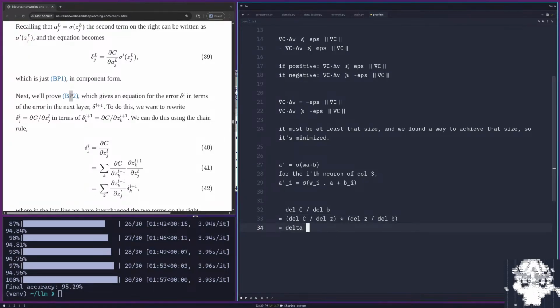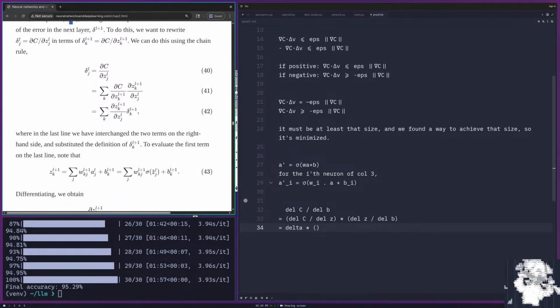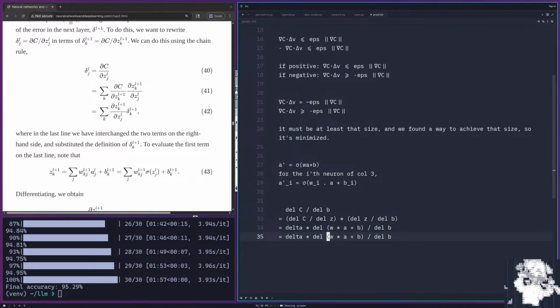So this is equal to delta times derivative of Z with respect to B. And Z, the definition of that is W times A plus B. So we want to take the derivative of this with respect to B. So this is a constant that goes away, and this becomes 1.